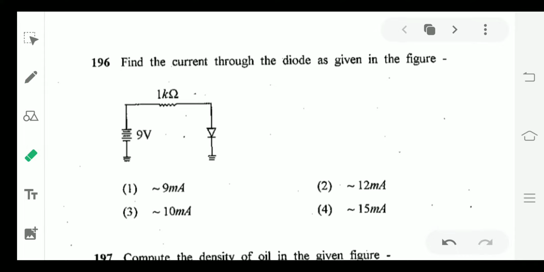Since there is no voltage given for the diode, we will take the diode voltage as 0, and a 9 volt battery is connected in this circuit and a 1 kilo ohm resistance is applied here. So by applying Kirchhoff's voltage law, which says that the total voltage in a loop is always 0, we will draw a circuit.